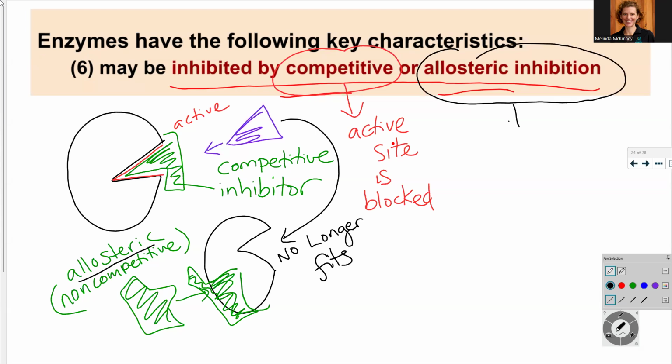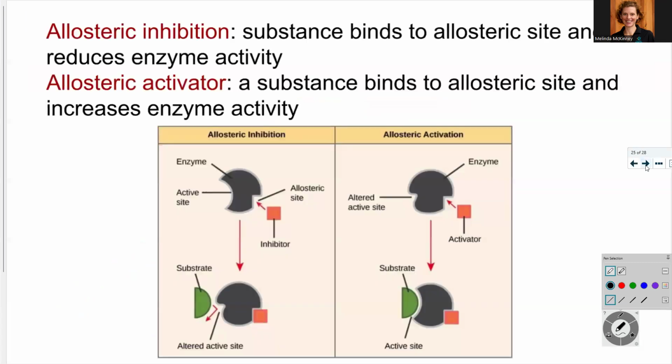So this is kind of a long way of explaining that the allosteric inhibitor is something that binds that is not at the active site. So not at the active site. It still changes the shape of the protein, the enzyme, in some way.